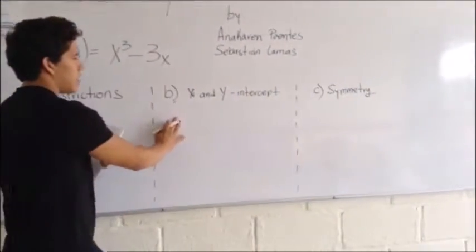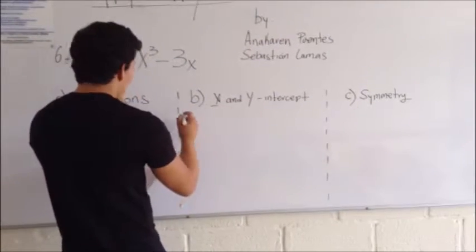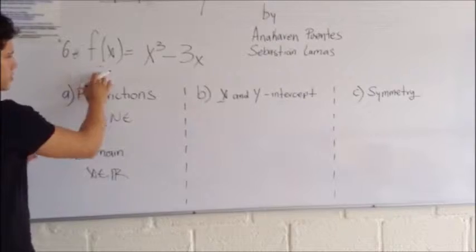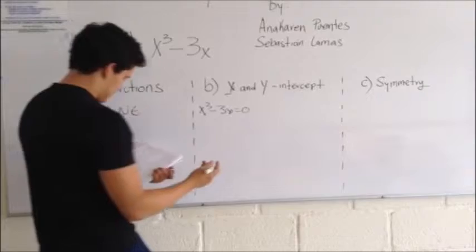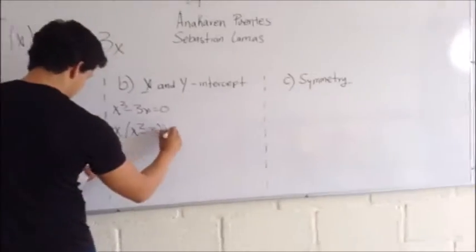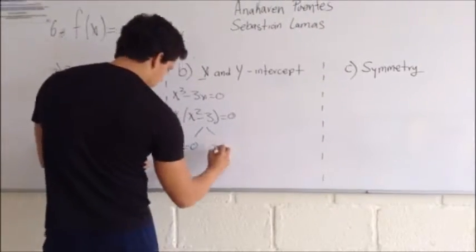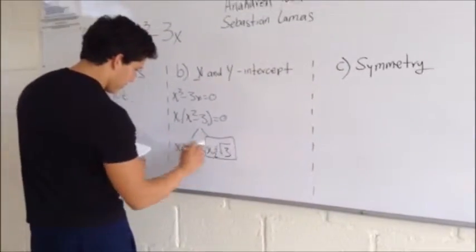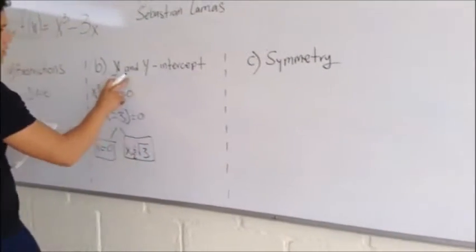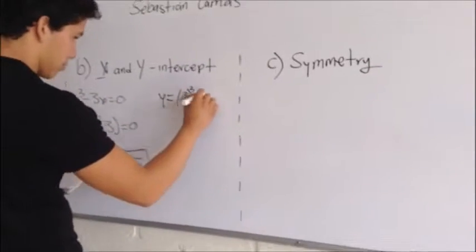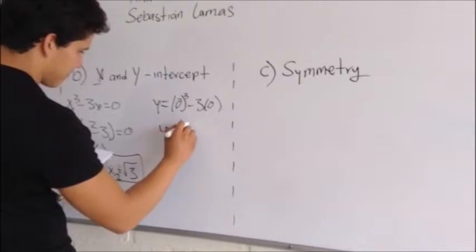For point B, that is the x and y intercept. For the x intercept first, we have to equalize y to 0. So we have to solve, and then we have 2 x's. For the y intercept, we have to equalize x to 0. This gives us that y is equal to 0, so the point is 0,0.